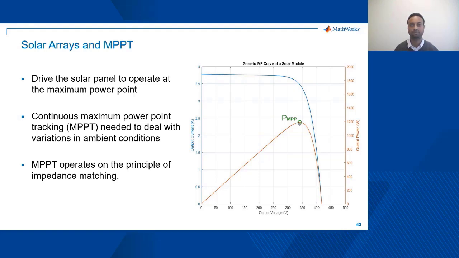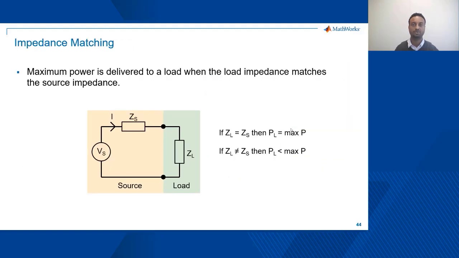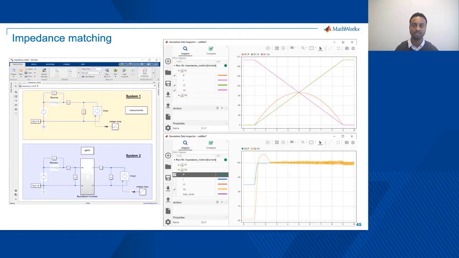The whole operation of this maximum power point tracking is implemented by using a concept of impedance matching. Impedance matching is a standard electrical engineering concept where if you connect a source to a load, maximum power is consumed by the load when the impedance of the load is equivalent to the impedance of the source. So this ideology is applied to design the MPPT algorithm, and that is demonstrated by a model here.